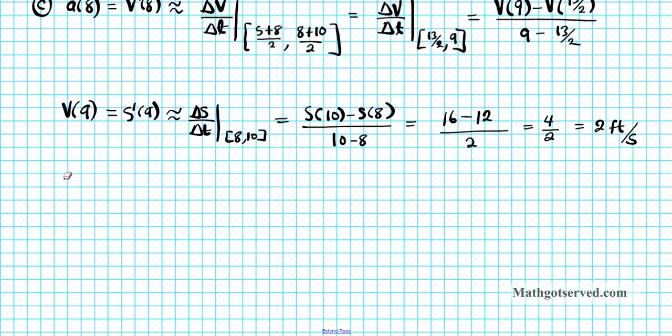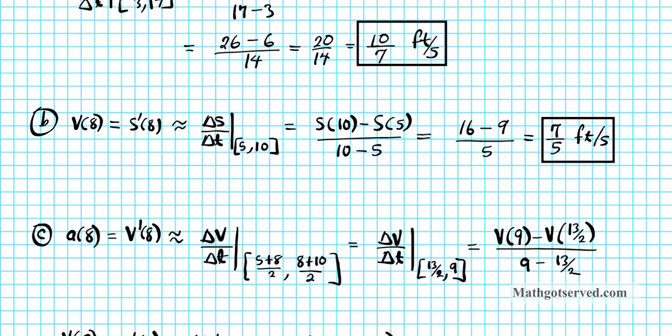All right, and then we also need v of 13 over 2. Instantaneous velocity at 13 over 2 is the same thing as the derivative of the position at 13 over 2. We don't have the function, so we have to use an approximation here, okay? So we're going to be approximating delta s over delta t, evaluated on what interval is the question.